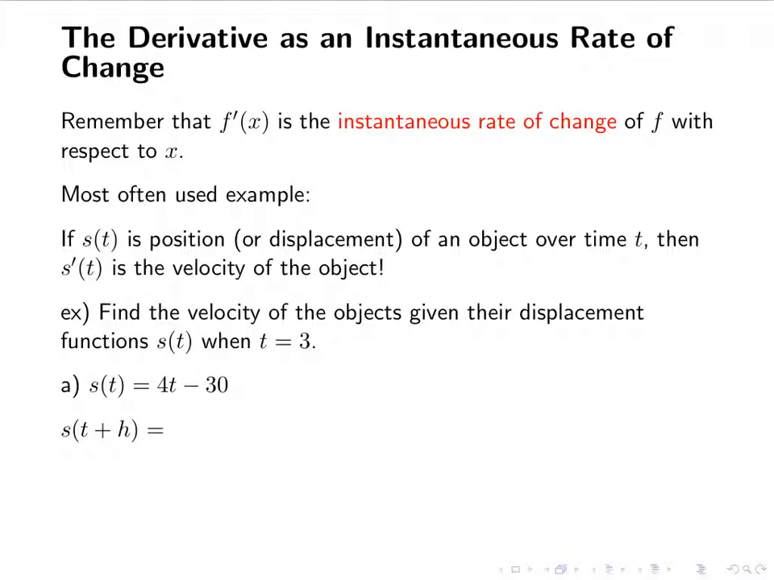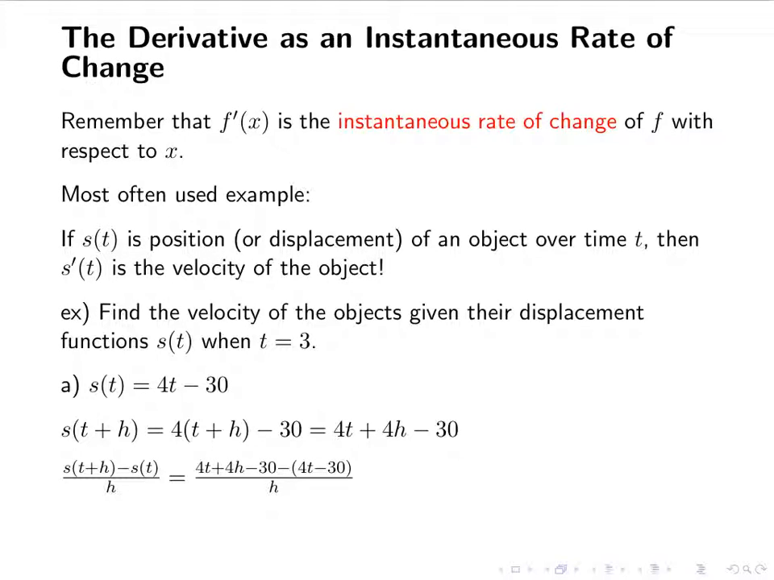So we need to find s of t plus h. So every t becomes t plus h. Then I'll distribute the 4. And then I want that ratio, that s of t plus h minus s of t over h. Remember, you're subtracting the entire s of t, so don't forget to distribute the negative signs. When we do, the 4t's cancel and the negative 30's cancel, and we're left with 4h over h.